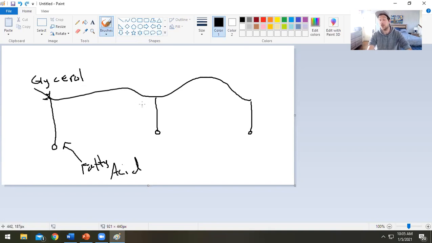This is sort of what they look like when you zoom in on them, right? And what's interesting is glycerol is attracted to water, okay? But these little fatty acids, they are afraid of water. They are what is known as hydrophobic. They are scared of water.